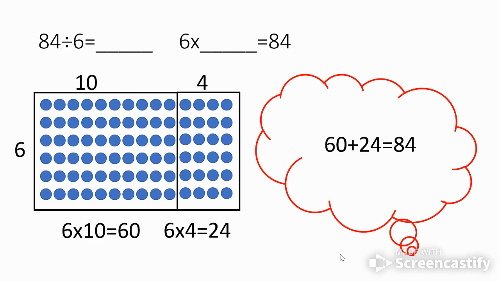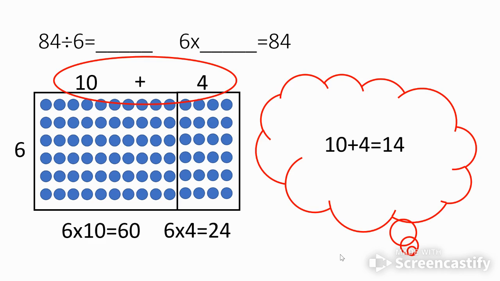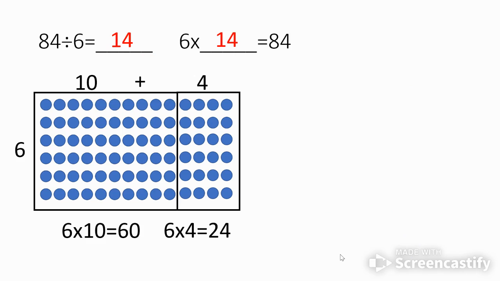Well, I had 2 parts. I had a 10 and a 4. If I add them together, I know that I have 14. 10 plus 4 is 14. So the answer to my division sentence is 84 divided by 6 is 14, or 6 times 14 is 84. So we have our array, and we've actually turned it into an area model here.